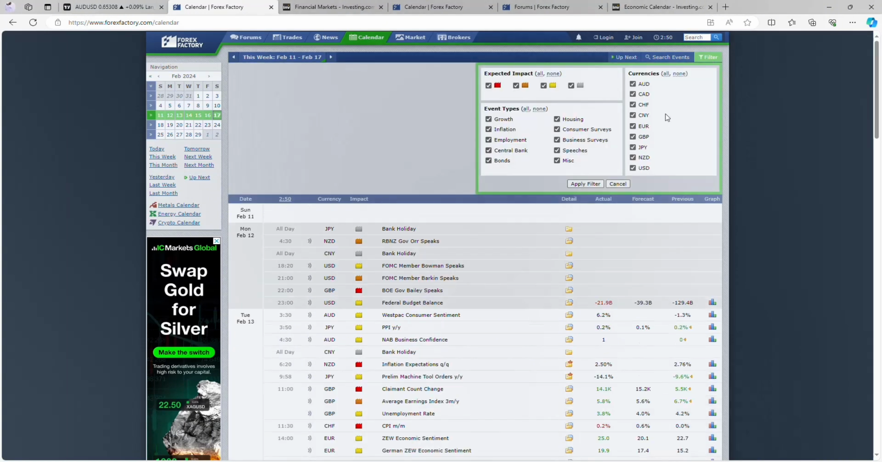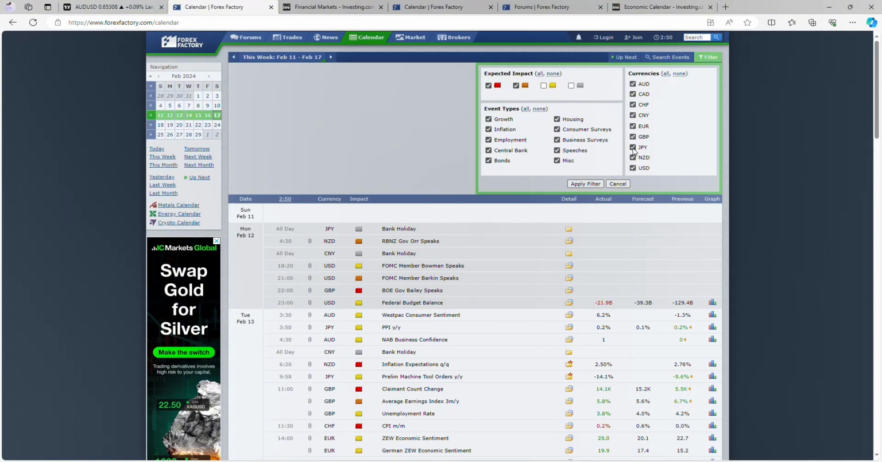When you click on this filter button, it's going to show you expected impact. Okay. Now you toggle off this one, the gray, you toggle off the yellow. You can only allow this orange and this red, which means you want to receive medium and high impact news events only, okay? Now you can come here and you select the countries you want to receive news from.